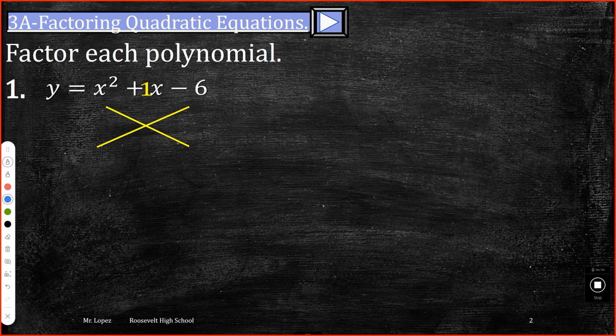So how does it go? Middle number, I'm going to do it again. The middle number goes to the bottom. First times the last, 1 times negative 6, negative 6. What are the two numbers that multiply to negative 6 and add up to 1? That's going to be 3 times negative 2. Another thing people say to me, does it matter that you put negative 2 here and 3 over there? No, it does not matter. It does not matter where you put the numbers. And that's the answer right there. Okay, good.